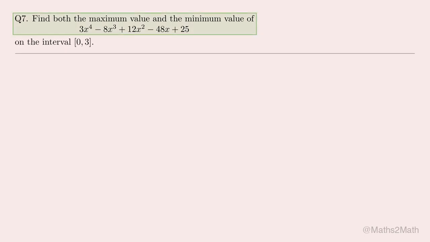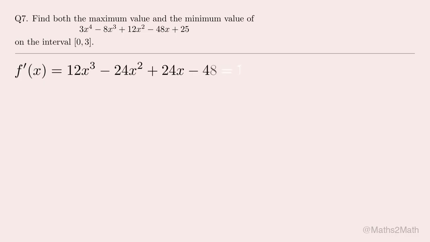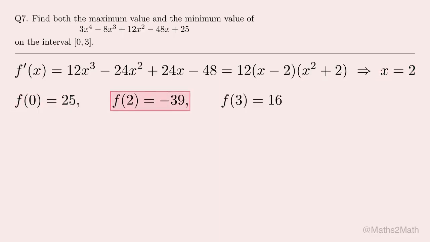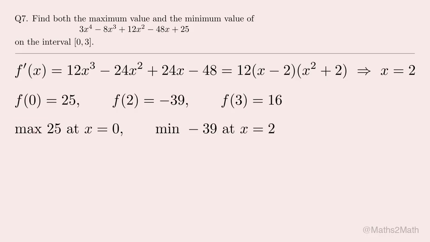Question 7. A quartic on a closed interval. The derivative factors, with a quadratic that never vanishes. Differentiate and factor. Only x equals 2 is a real critical point. Evaluate at the critical point and both endpoints. Maximum 25 at 0, minimum minus 39 at 2.